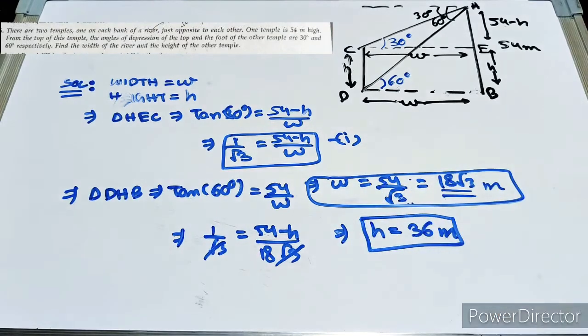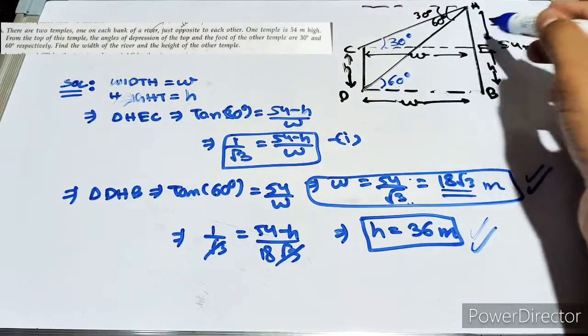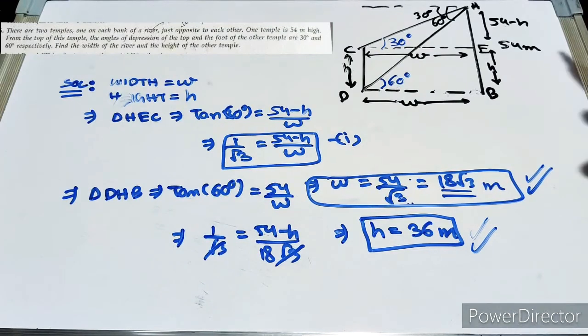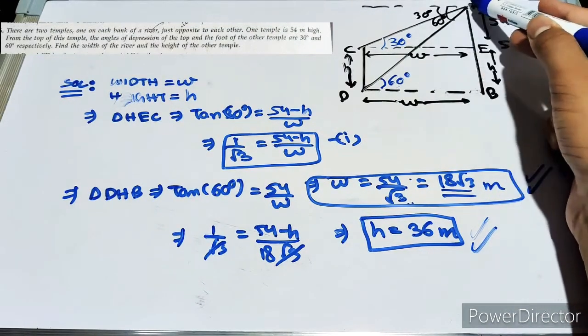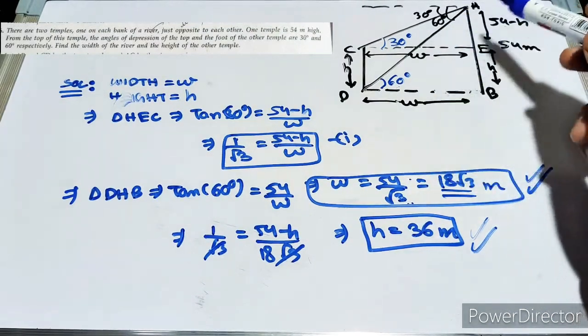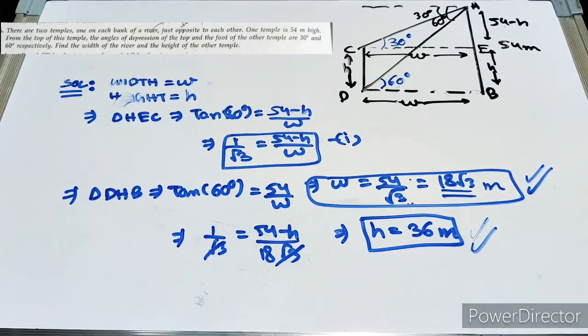So on solving the question, we get the height is equal to 36 meter and the width is equal to 18 root 3 meter. This is a very good question because they haven't given us directly which temple is higher or shorter. They have used the word depression. This means that the point from which the angle of depression is formed is definitely at a higher level as compared to the other one. So keep this thing in mind and let us move on to the next question now.